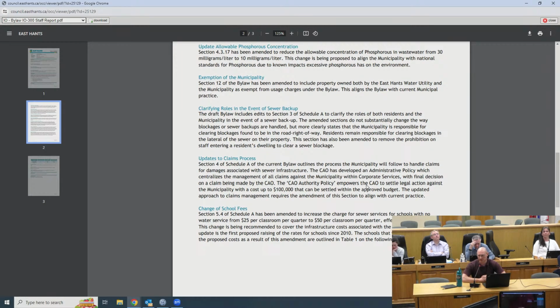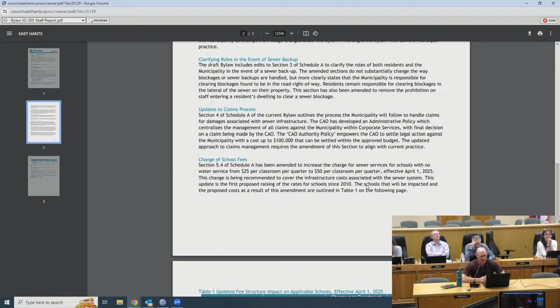The next change is an amendment to Section 12, which would exempt the municipality and properties owned by the East Hants Water Utility Service from charges under the bylaw. Current municipal practice already doesn't charge the municipality for the water usage, so this amendment would just align us with current practice.